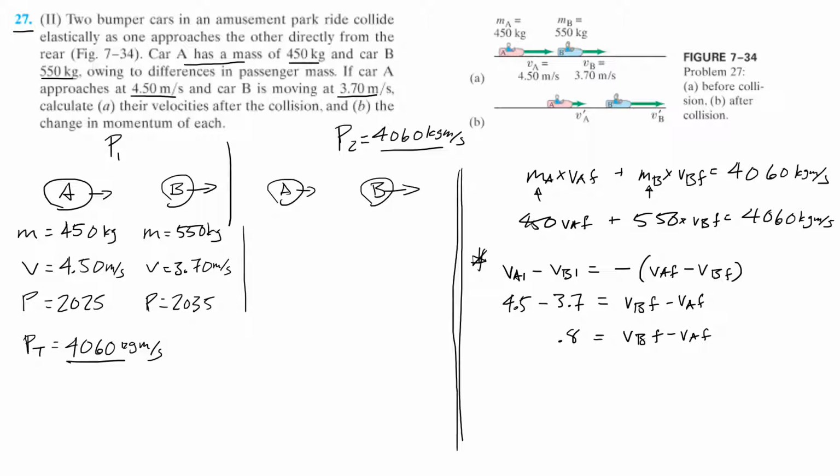That means we could do a little bit of moving around. VBF is equal to 0.8 plus VAF. And this is ready to be substituted in, which I'll need to do on the next slide.